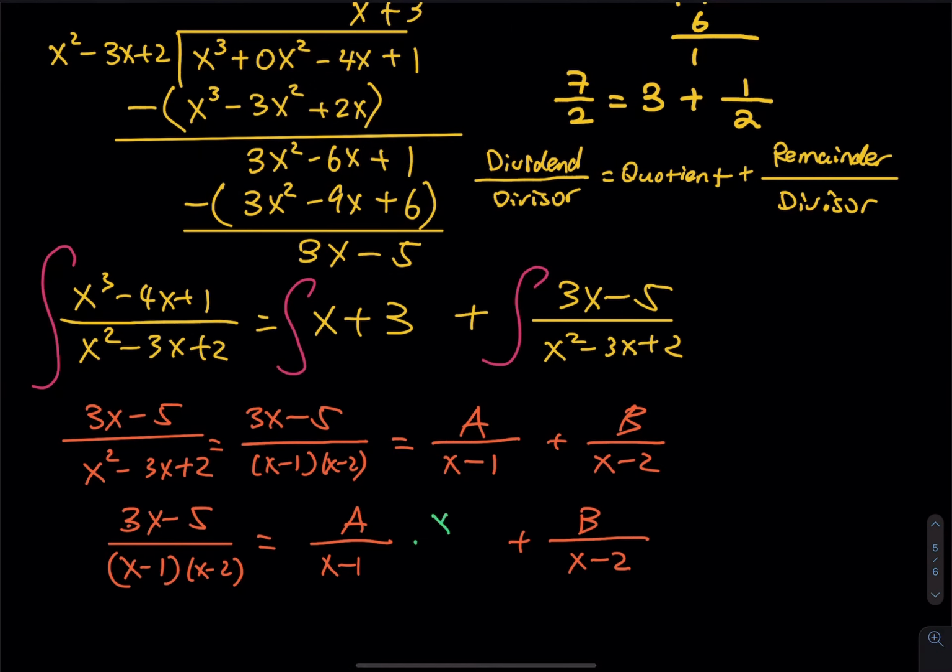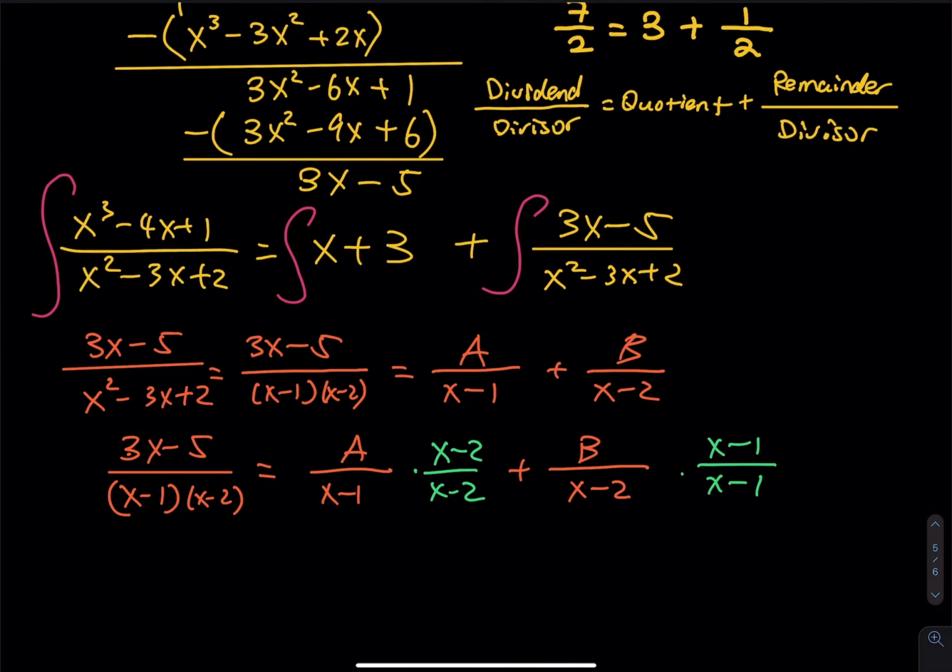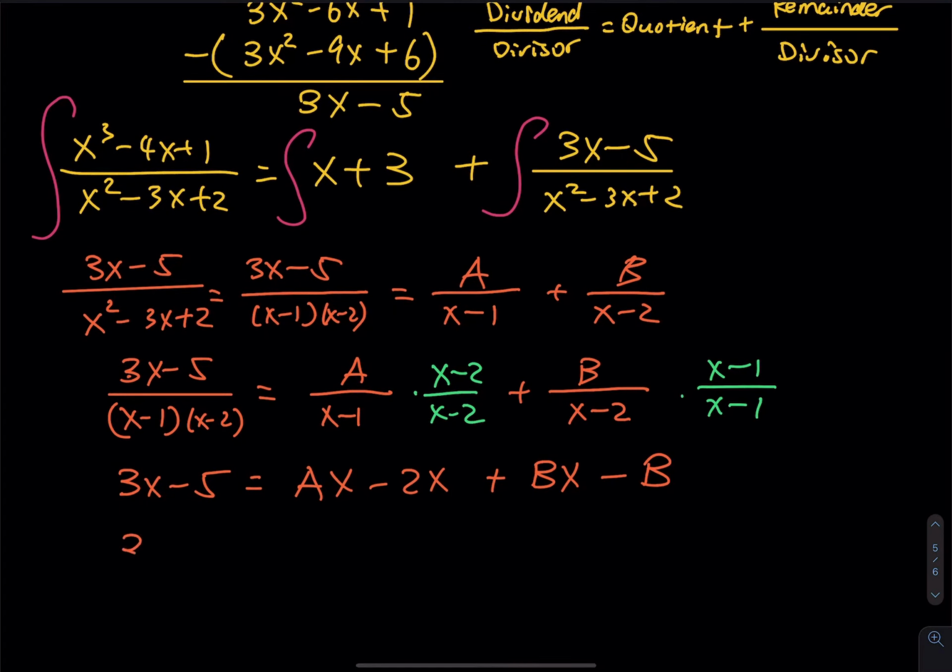I am looking for (x - 2) over (x - 2). This I am looking for (x - 1) over (x - 1). I just multiplied them by 1, so I did not change the problem. The next step is you have to perform a distribution on top. 3x - 5 equals A times x minus A times 2 plus B times x, B times negative 1. And then you group the x and the constant together.